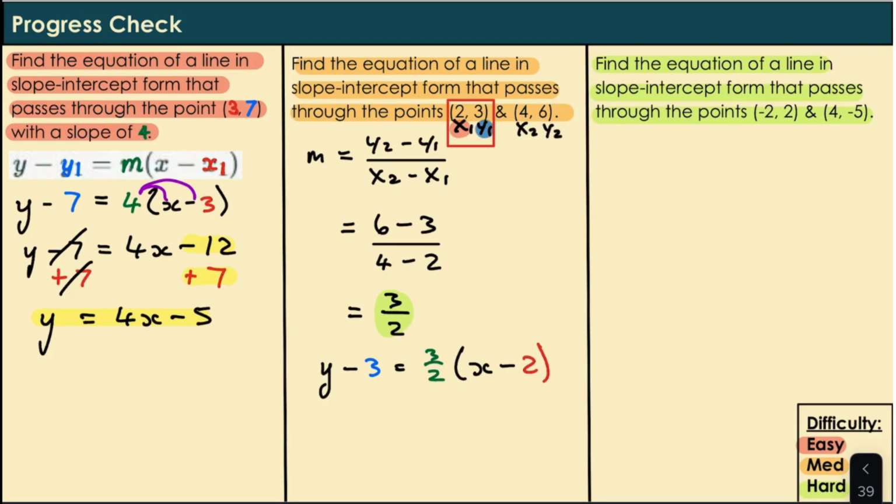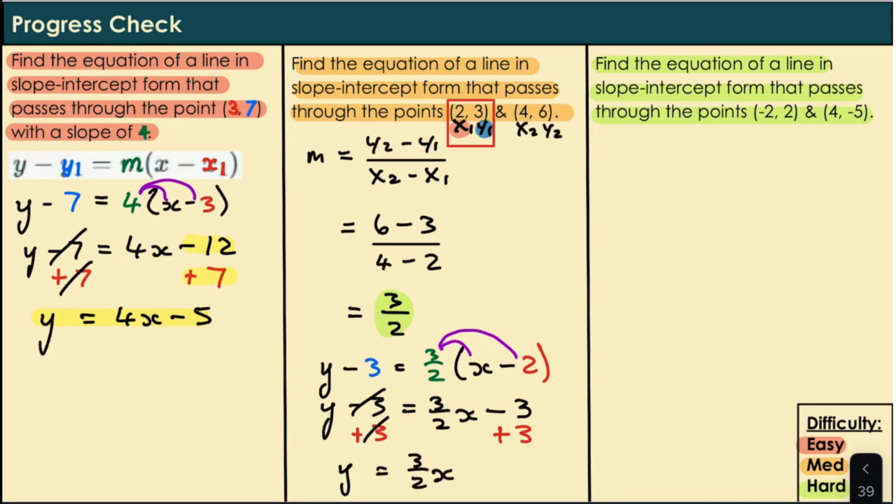The question asked for slope-intercept form, so we need to remove those brackets and make y the subject of the formula. Multiply into the brackets. Multiply again into brackets. 3 over 2 times negative 2. A positive times a negative is negative, and 1.5 times 2 is 3. We need to remove that negative 3, so we must add 3 on both sides. So y comes down. Negative 3 cancels with positive 3. We've got 3 over 2x. Negative 3 cancels with positive 3. And there is our final solution. y equals 3 over 2x.